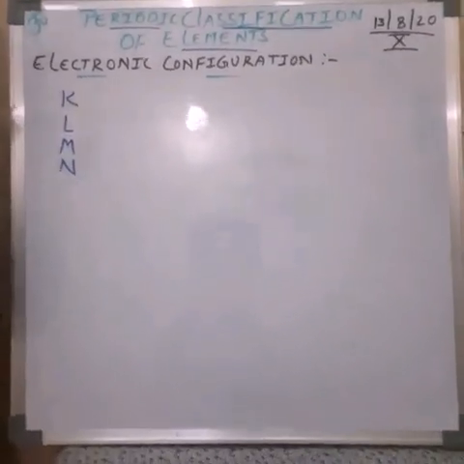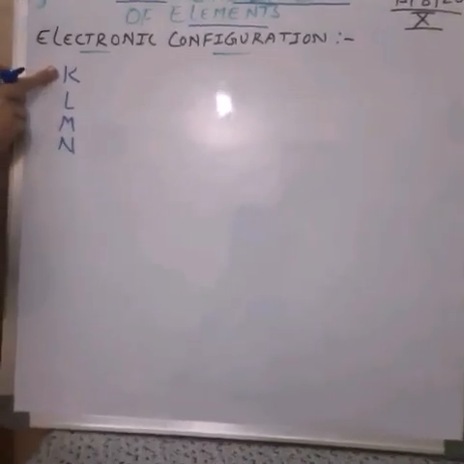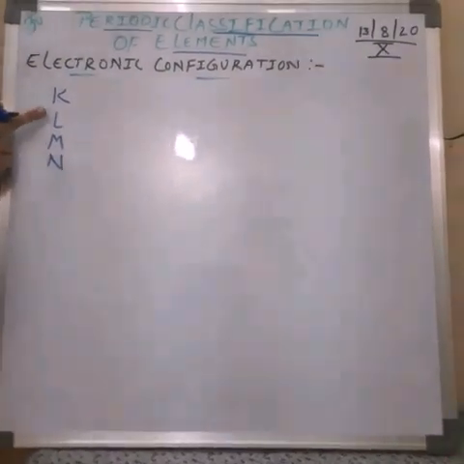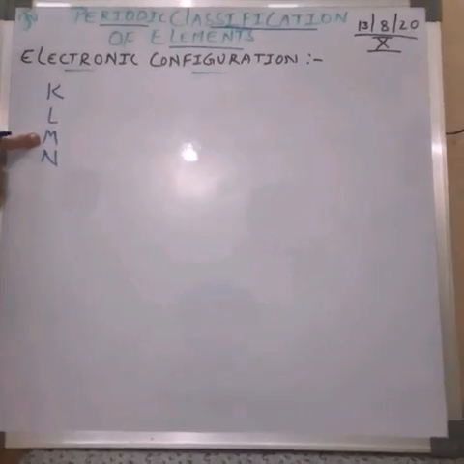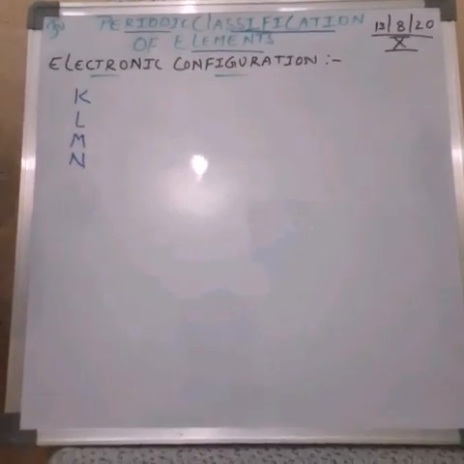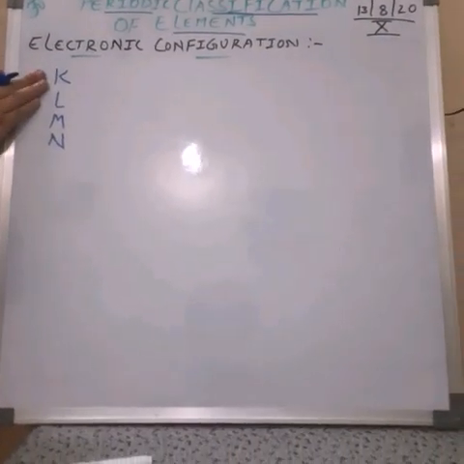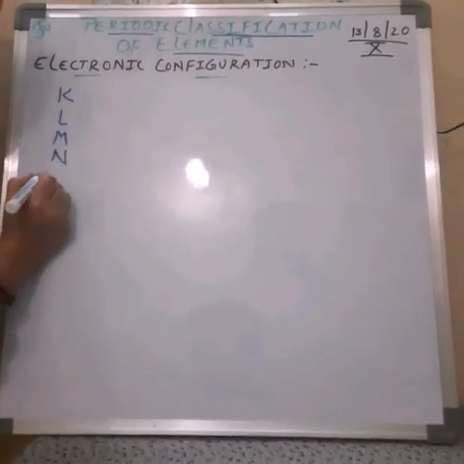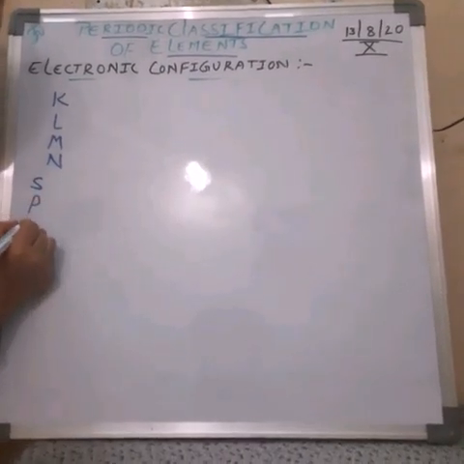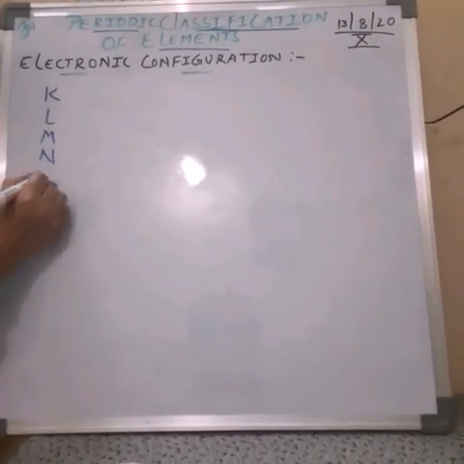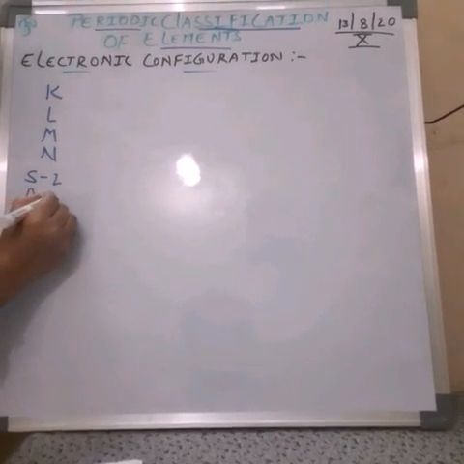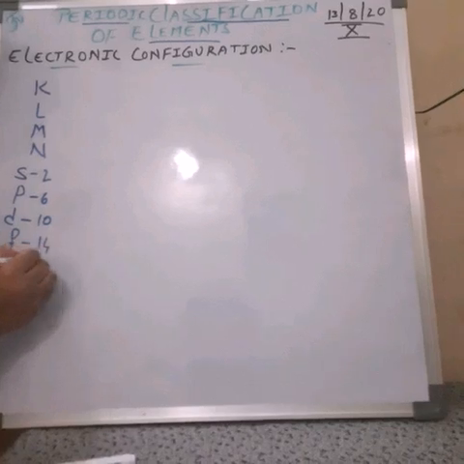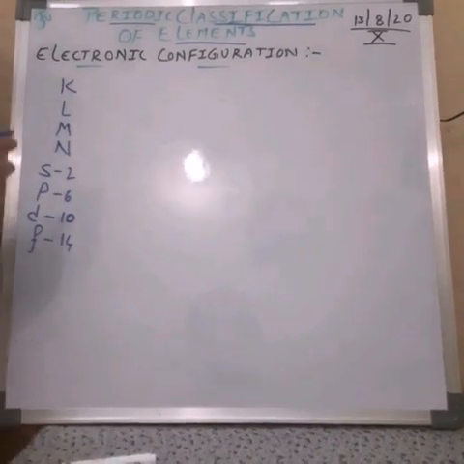What is the rule for filling the electrons? The electron will first occupy the lowest energy level, or the innermost orbit. Which is the innermost orbit? K, followed by L, then M, and then N. Within the orbit, they will occupy the least subshell. How many subshells are there? S, P, D, F. S has a capacity of 2, P has a capacity of 6, D 10 and F 14. This is what we have learned in our previous standard.